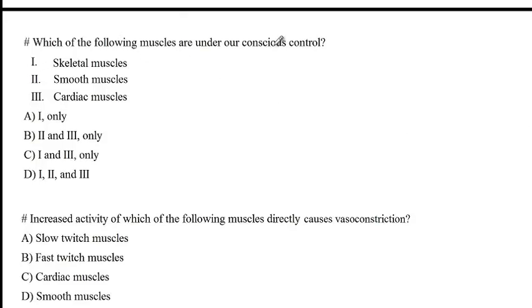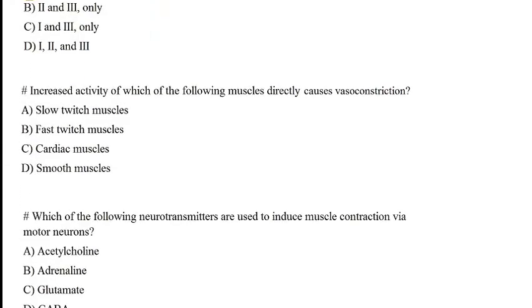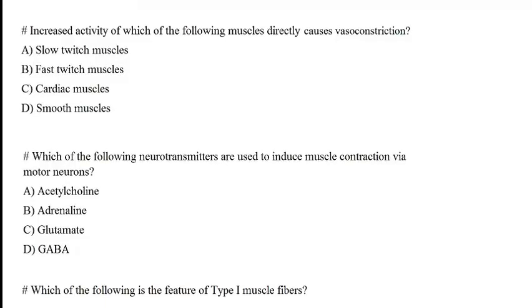Which of the following muscles are under our conscious control? The skeletal muscles, these two are not. Okay, so choice A would be the correct answer. Next is, increased activity of which of the following muscles directly causes vasoconstriction? So inside the blood vessels, what type of muscles do we have? And the answer is smooth muscles. So smooth muscles are responsible for directly inducing vasoconstriction upon action of the sympathetic nervous system.